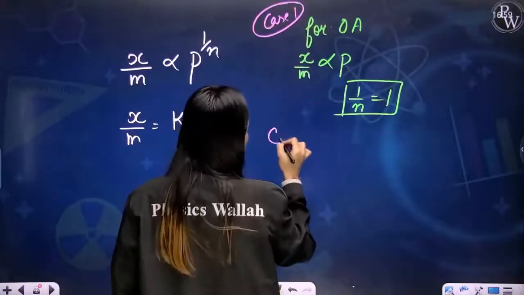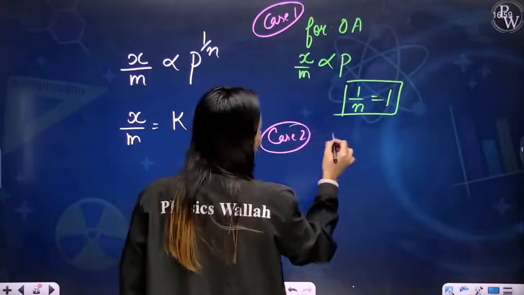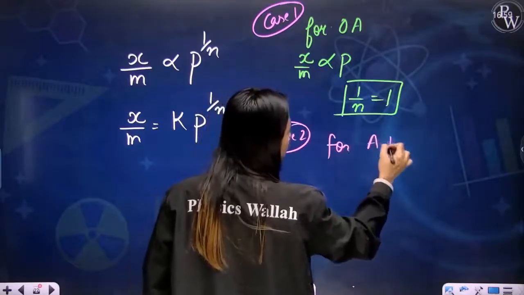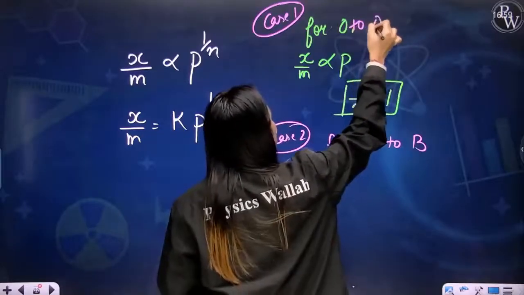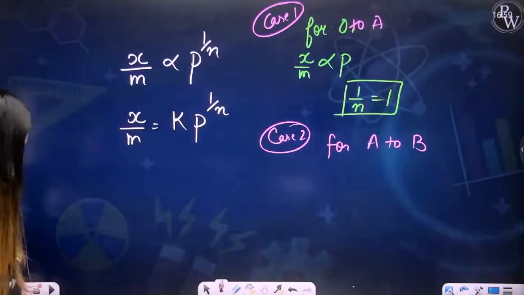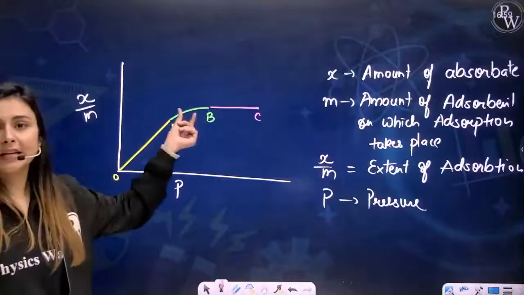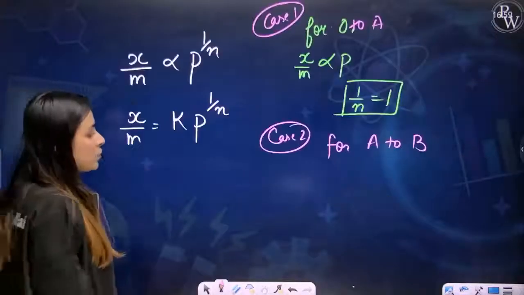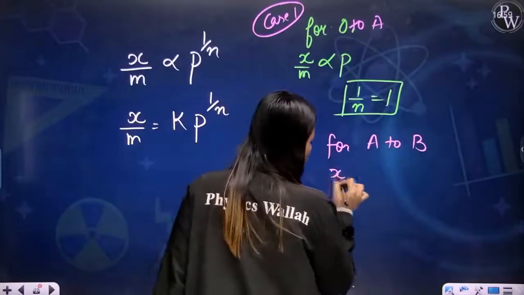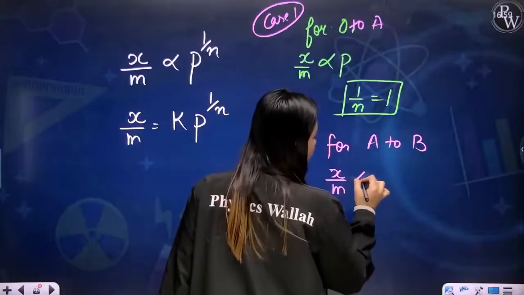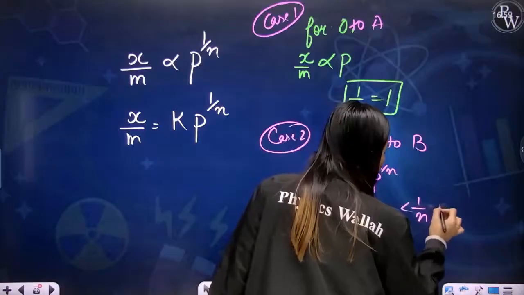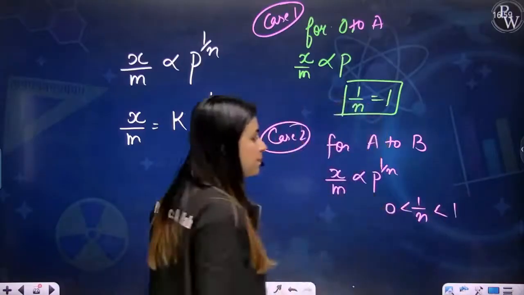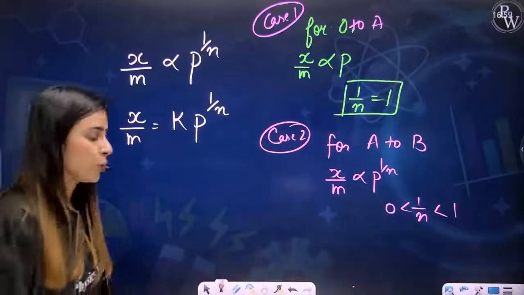Next, my dear students, this is your case 1. What is your case 2? For A to B. This is from O to A. So for A to B, if you see, it is not directly proportional, so we cannot say it is 1. So we'll say that X upon M is directly proportional to P power 1 upon N, and 1 upon N is between 0 and 1. Okay, I hope you're clear with this.